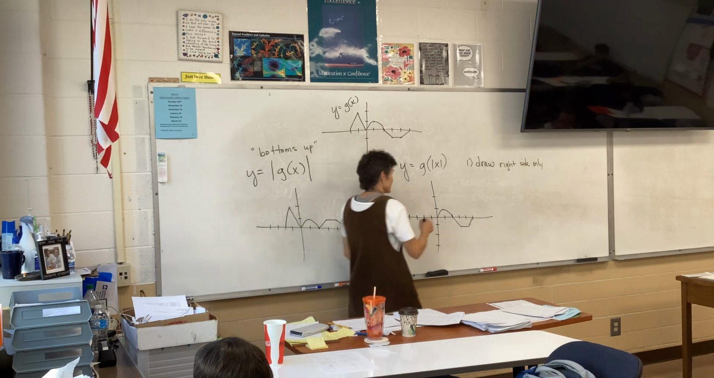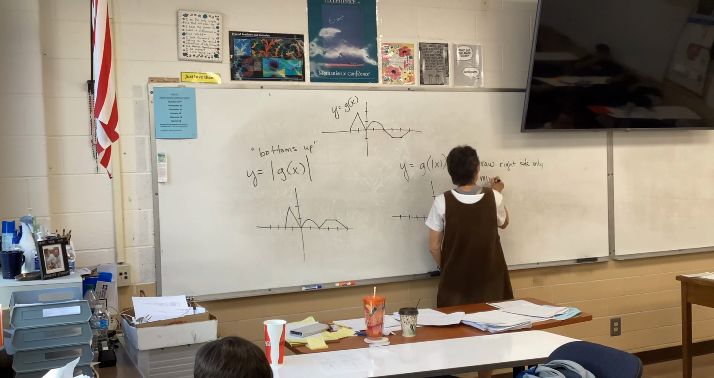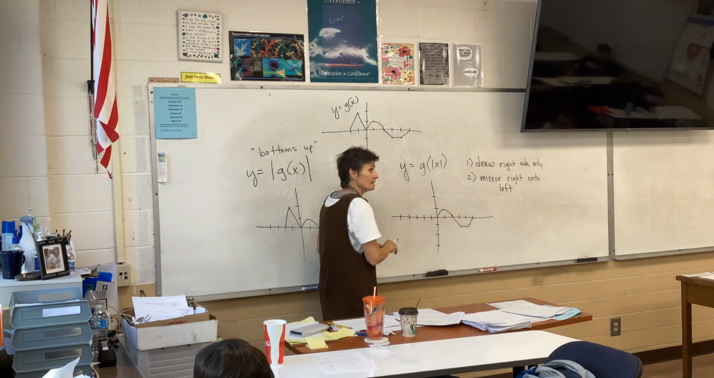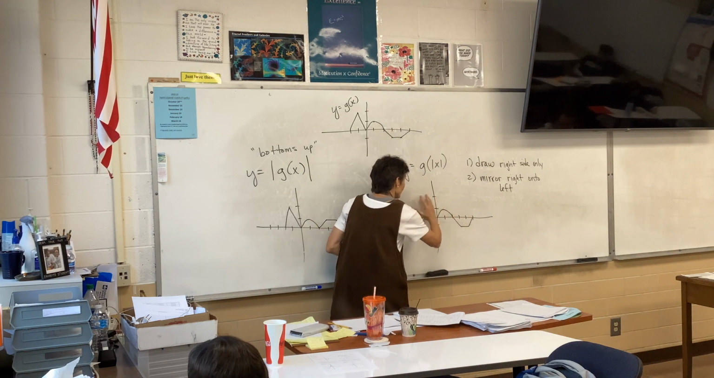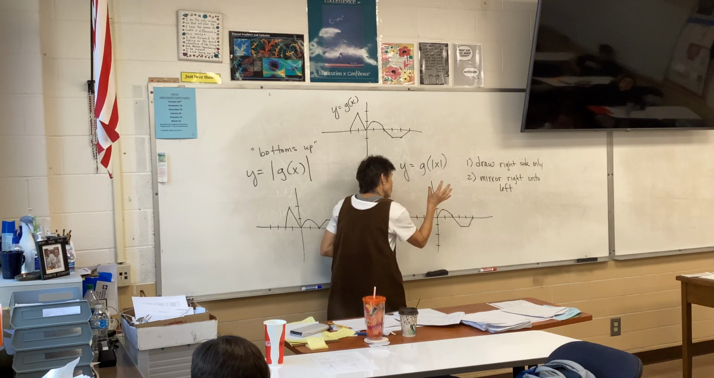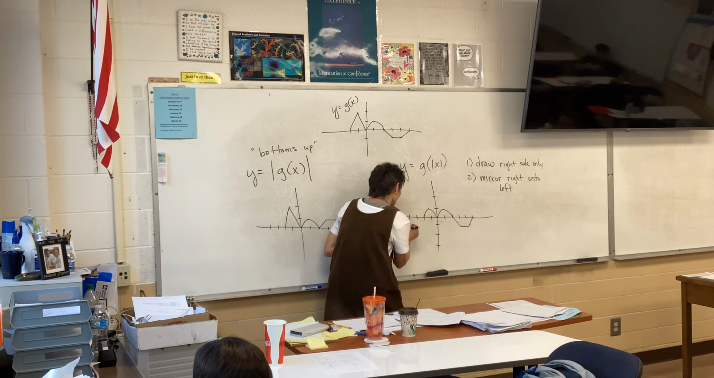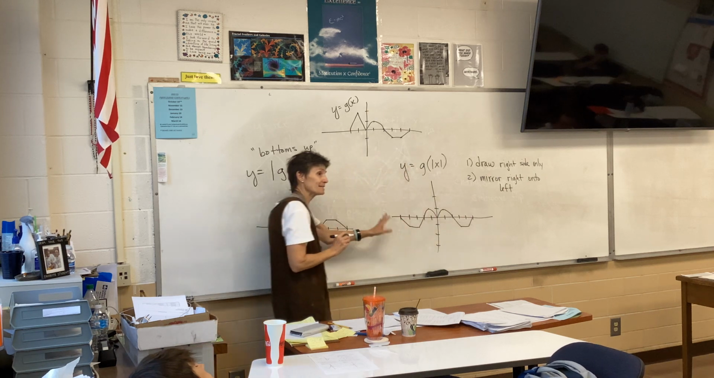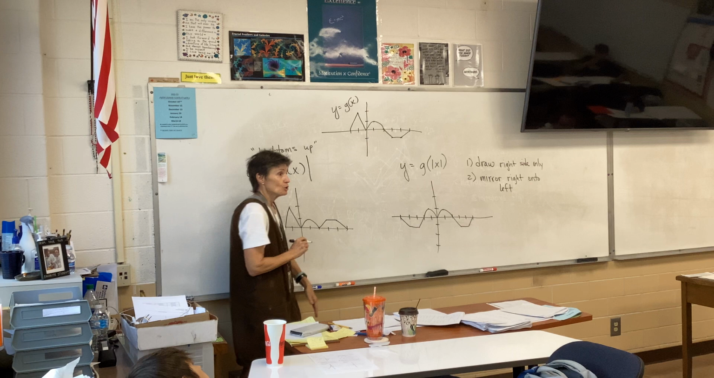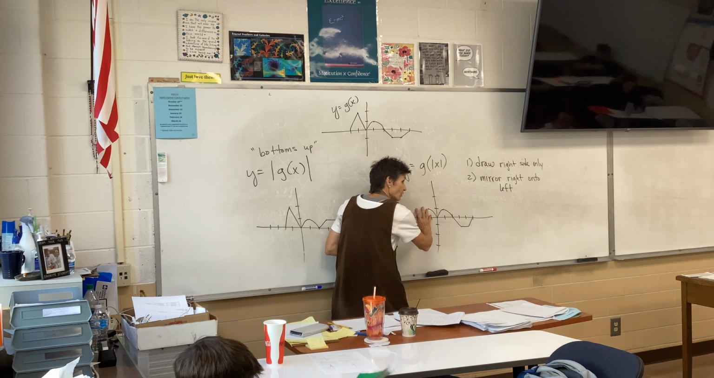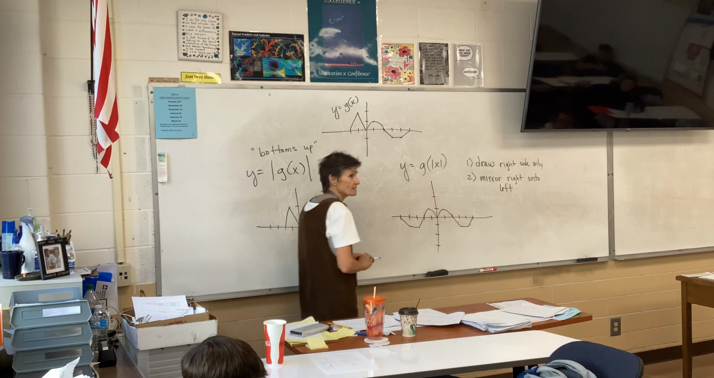Alright, second step. Mirror right onto left. So what that means is, now take that and reflect it over, mirror it over. So draw that exact same shape mirrored over. So there and there. And that's the answer to the question. So we draw the right side and then fold it over and redraw it on the left side.